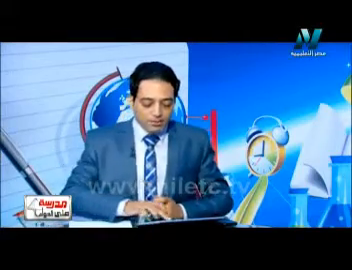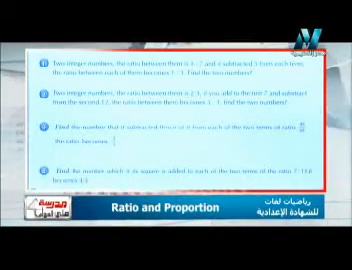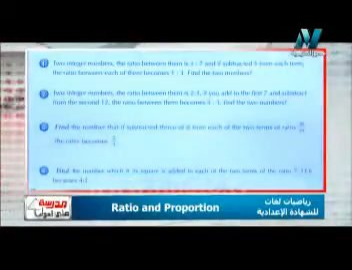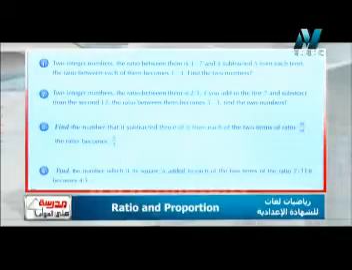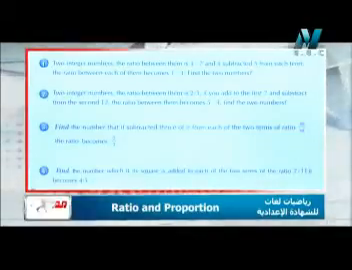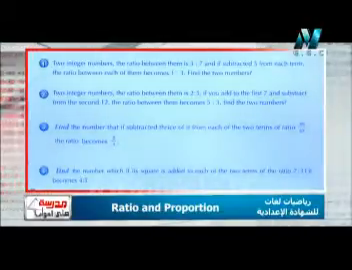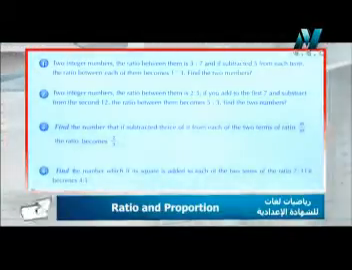We have another exercise, maybe number 2. It says: two integer numbers, the ratio between them is 2 to 3. If you add 7 to the first and subtract 12 from the second, the ratio between them becomes 5 to 3. Find again the two numbers.